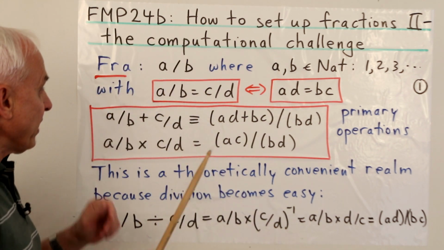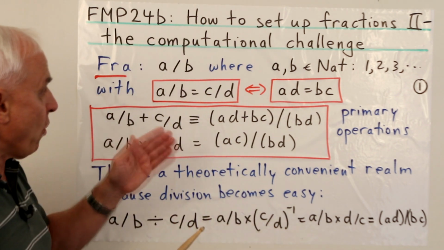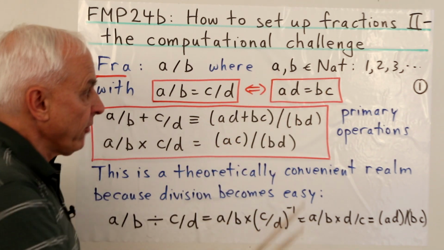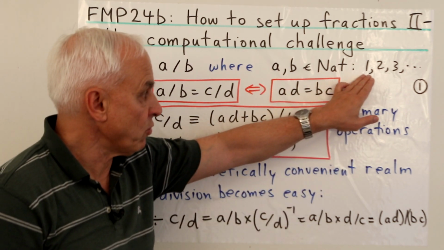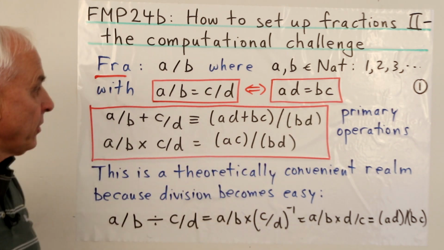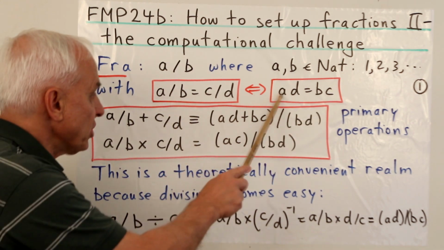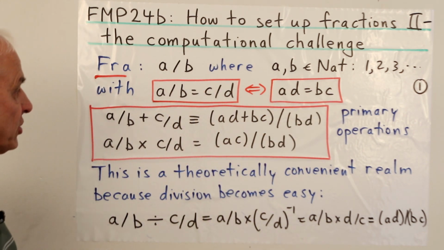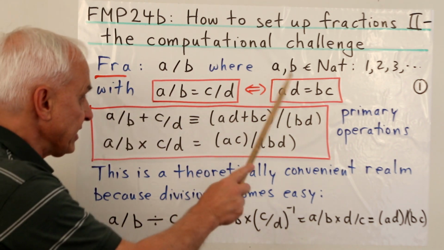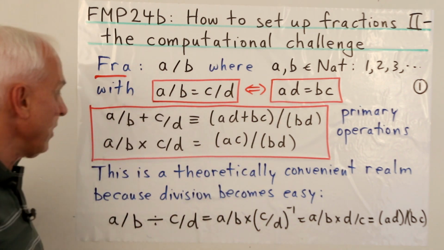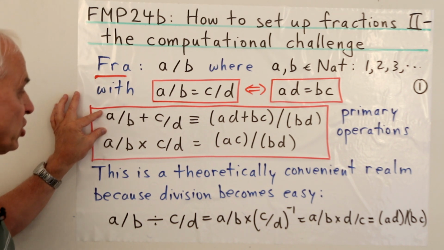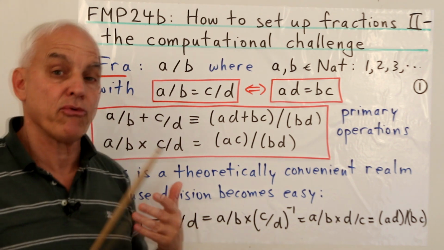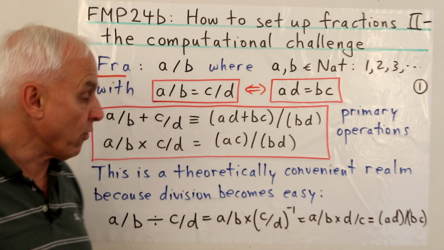So we started out by saying that a fraction was an expression a over b, where a and b are natural numbers. And for us, that's going to be the numbers 1, 2, 3, so 0 not included. We have an important notion of equality between two fractions, that a over b equals c over d, precisely when ad equals bc. And then we had the definitions of addition and multiplication. These are the primary operations for arithmetic.